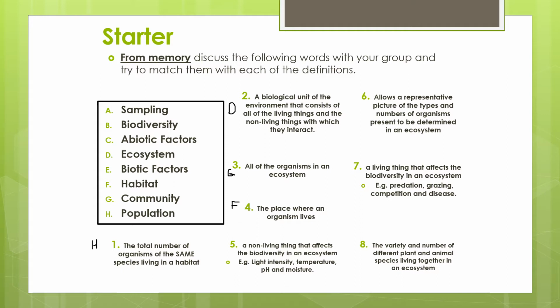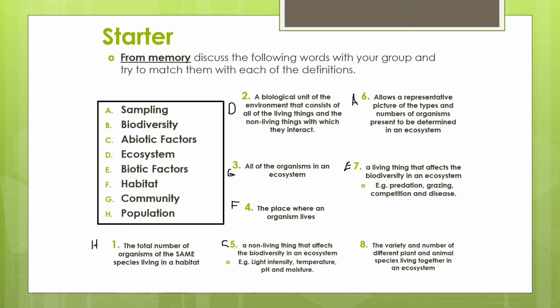Number 5, a non-living thing that affects biodiversity in an ecosystem, e.g. light intensity, temperature, pH and moisture, would be C, which is your abiotic factors. 6, allows a representative picture of types and numbers of organisms present to be determined in an ecosystem, would be your A, which is your sampling. 7, a living thing that affects the biodiversity in an ecosystem, so e.g. predation, grazing, competition and disease, which would be your biotic factors, which is E.